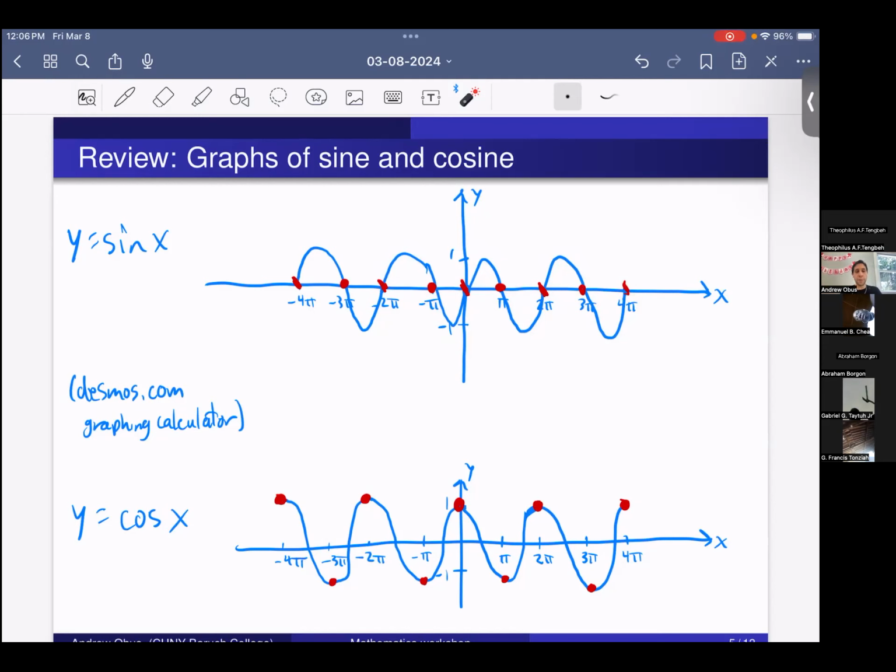In the negative direction. So for it to be periodic, it repeats everywhere in both directions. So we'll discuss amplitude a little bit later. No, we'll do it today. Okay, other questions?